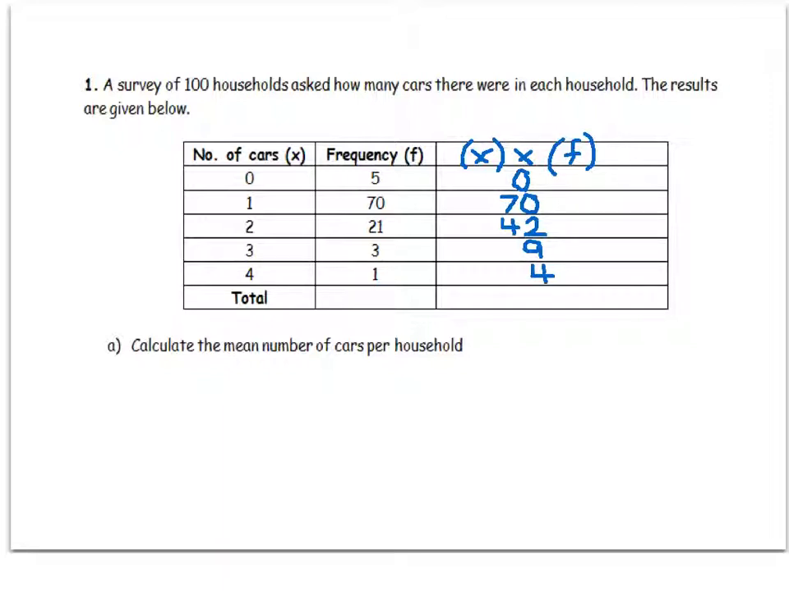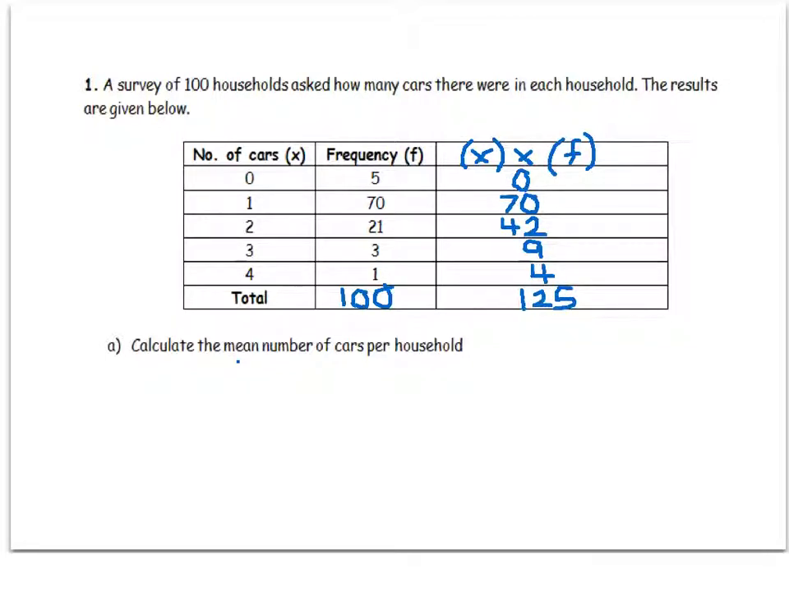Now, to work out the mean, I add them all up and divide by how many there are. So I need to add all of these up here and then divide by how many there are, which will be the total frequency. So I'll add the frequency together, and I don't really need to because I know it's going to give me 100 because the question tells me that. And I'll add together these parts over here, and that gives me 125.